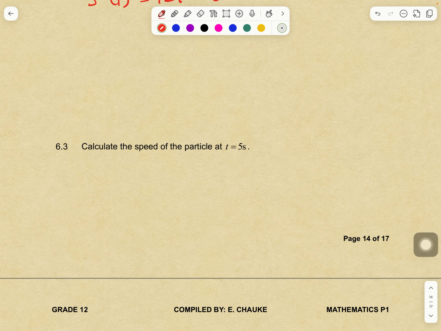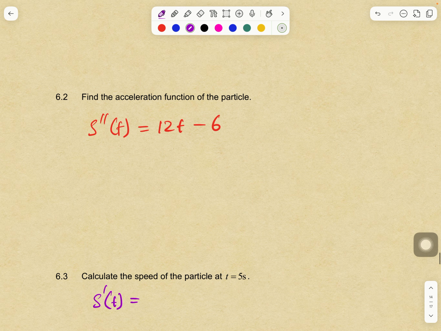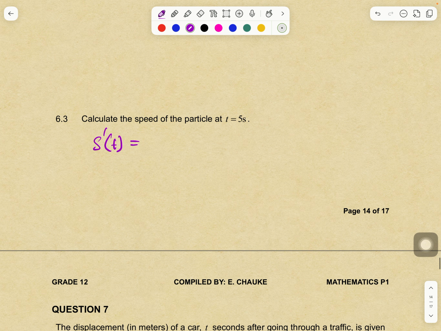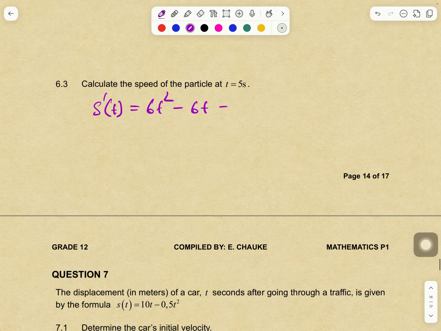The next question, they say calculate the speed of the car at t seconds. Remember that the speed of the car is s prime at t. Speed and velocity are the same thing. So you are going to say that was 6t squared minus 6t minus 12.